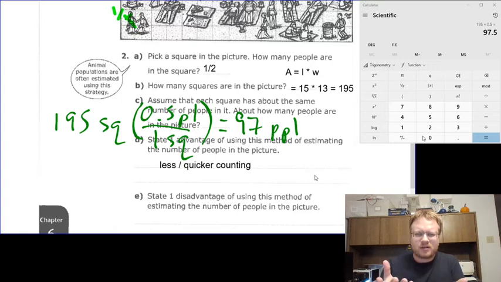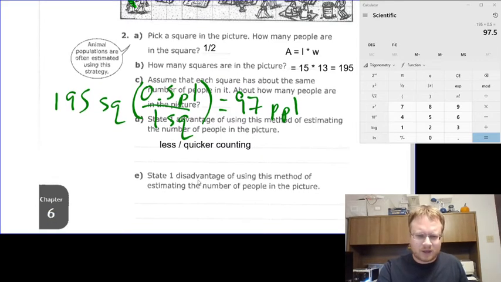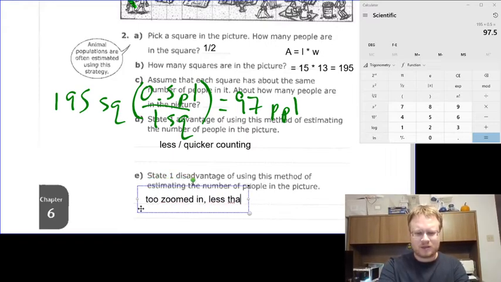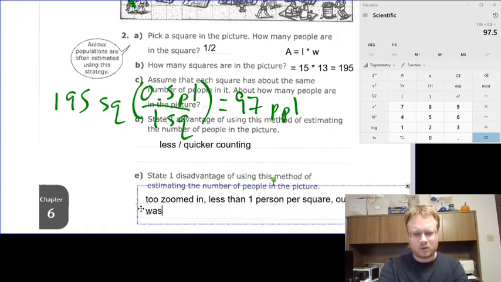The disadvantage is that we were kind of zoomed in too much. It was already hard to decide how many people are in that square. Is it a quarter of a person? Is it half a person? If we look at some of these squares, there's no person in there. And so the disadvantage is that we were kind of too zoomed in. There was less than 1 person per square. So our estimate was less accurate.